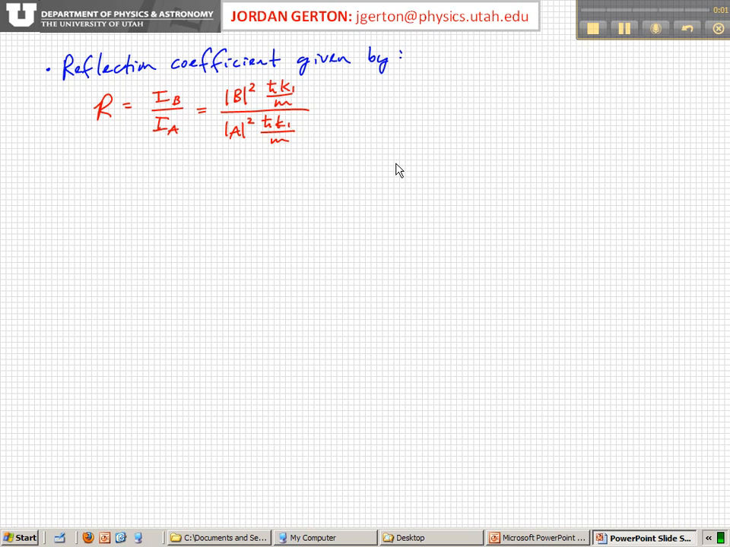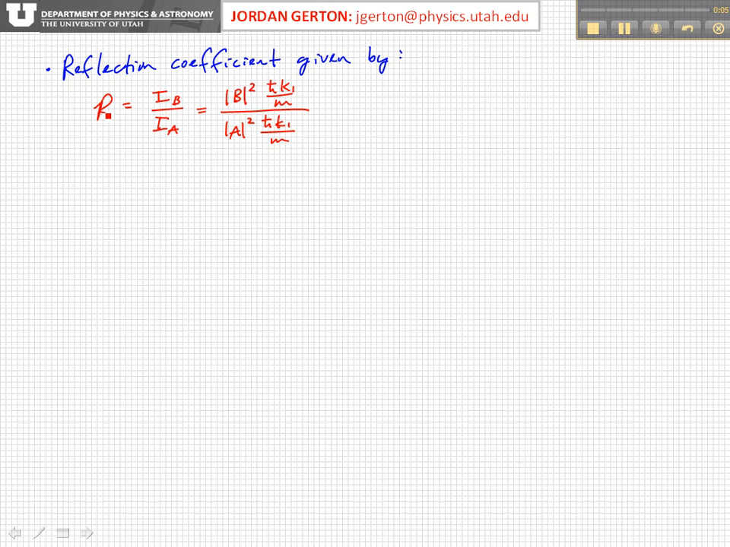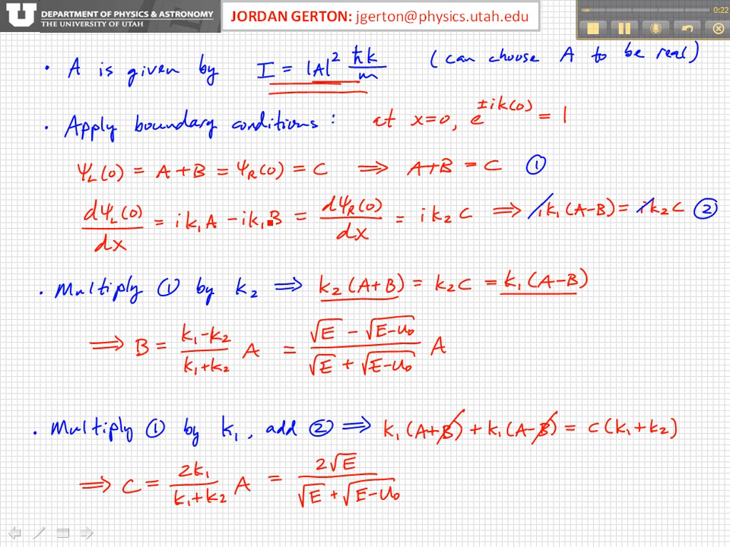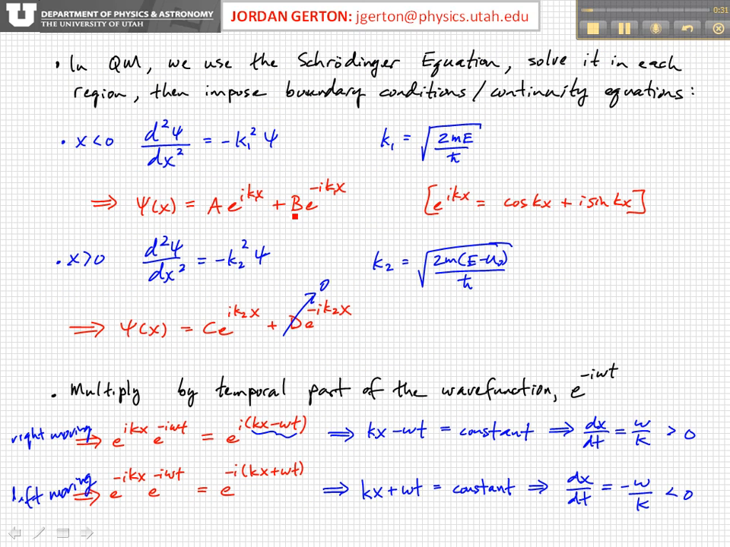Okay, so again, if we define the reflection coefficient to be the ratio of the intensity of the left moving plane wave in the region x less than 0, the one characterized by coefficient b, to the intensity of the right moving plane wave, the one that's characterized by the coefficient a.